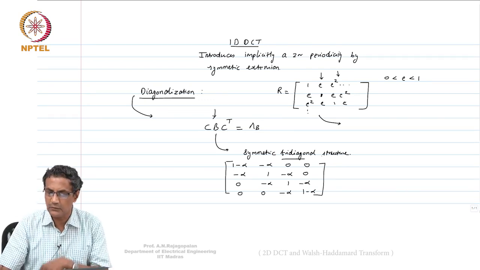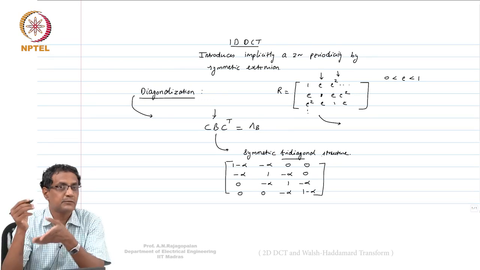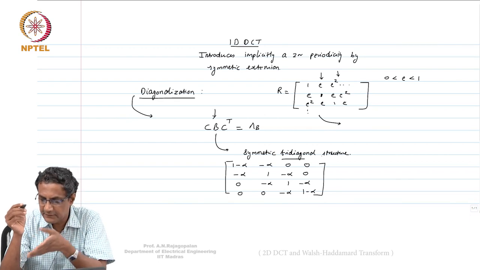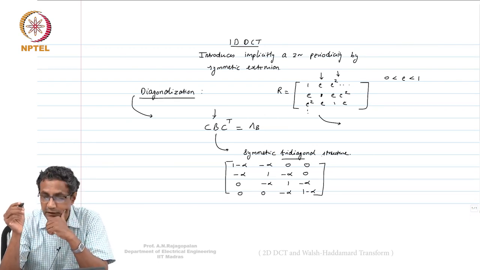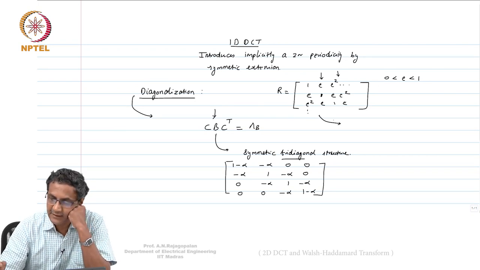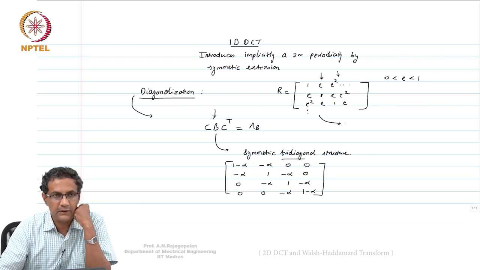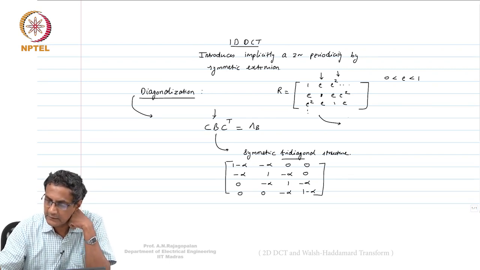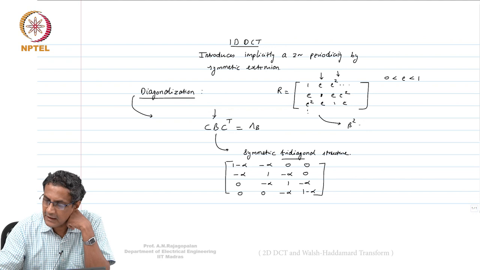So what has this got to do with it? Why is this property important? Why is the fact that it diagonalizes such a matrix good? The point is, when you look at R, which is a covariance like this, we're not going to prove this, but one can show that beta square R inverse has this form.